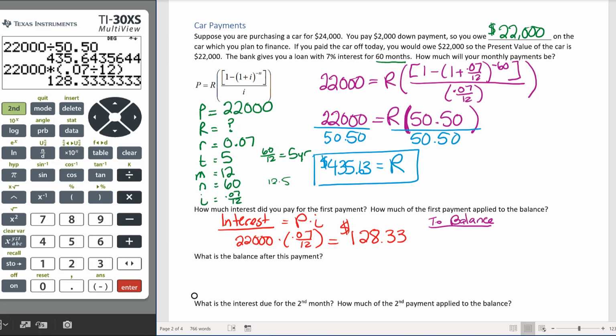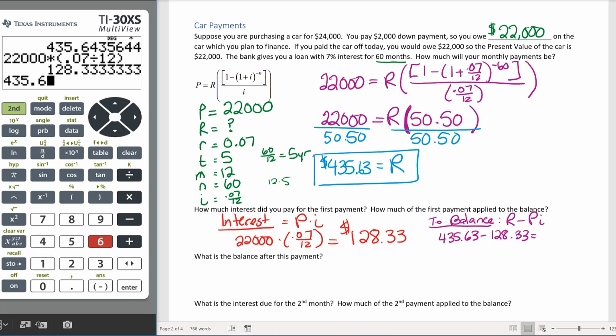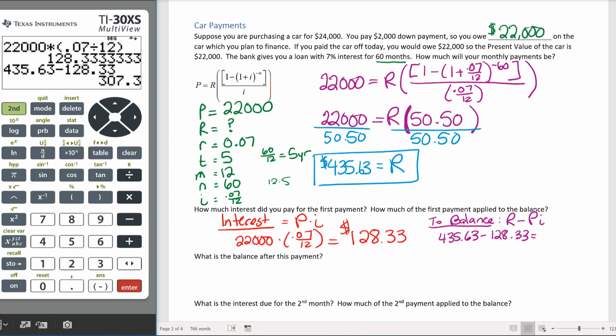So what goes towards the balance? Well, to get that, I'm going to take my recurring payment minus the interest, and that's going to get my payment towards the balance. So I'm going to be paying $435.63 minus $128.33 for my interest. Now you can truncate here because everything has to round to the nearest penny. We don't have anything smaller than a penny. So that gives me $307.30 towards the balance. Okay?